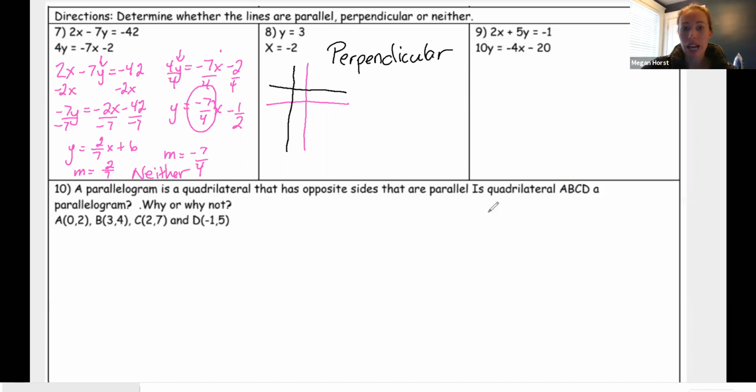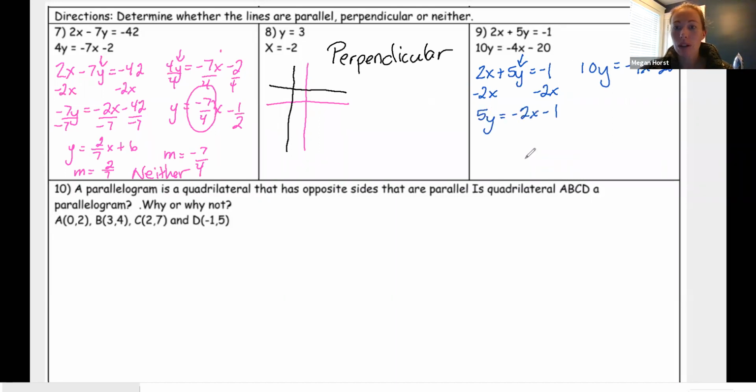All right, lastly, we have these two equations. So we have 2x plus 5y equals negative 1, and 10y equals a negative 4x subtract 20. I'm going to get y by itself, so I need to leave this expression here first and bring this 2x over to the other side. I have 5y equals a negative 2x subtract 1. Then I divide by 5 everywhere. And I get y equals a negative 2/5 x subtract 1/5. So my slope here is negative 2/5.